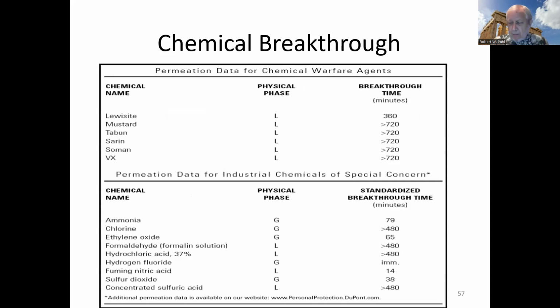So there's a chemical name, the physical phase, and breakthrough times. I need my glasses to see this. The chemical name is sarin, for example. I don't know what the physical phase L means, to be honest with you. And the breakthrough time is greater than 720 minutes. Ammonia, 79 minutes.